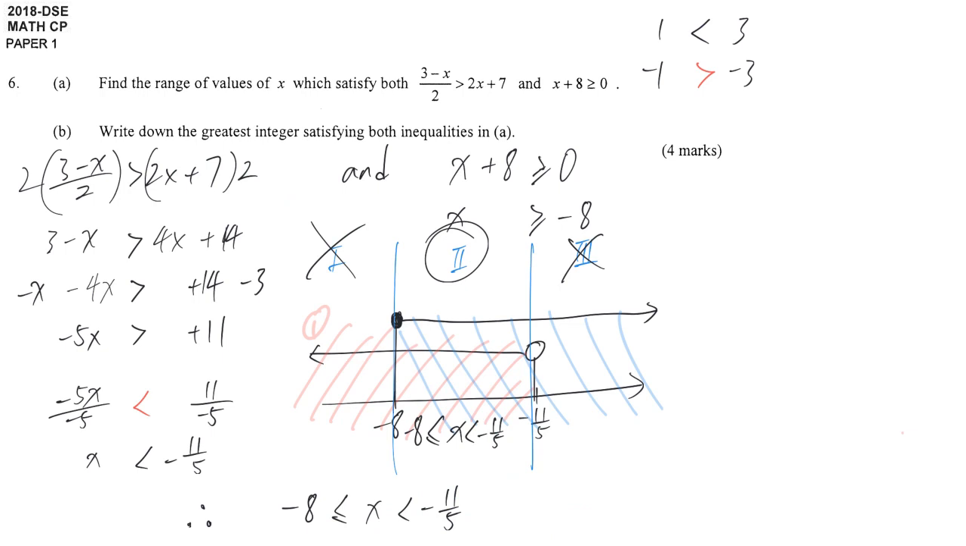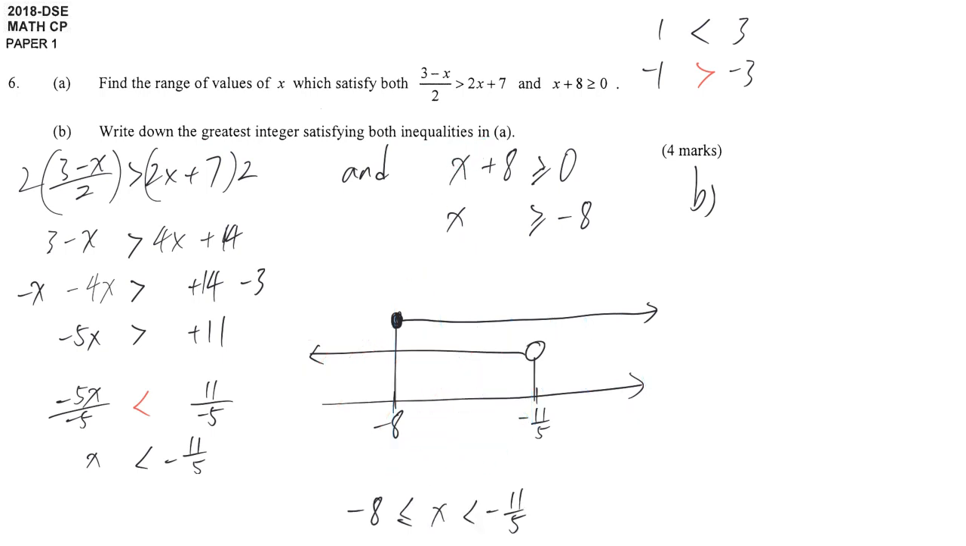In part B, we have to write down the greatest integer that fulfills this requirement, so we rely on this graph. The integers on this number line are negative 7, negative 6. The key point is this one, which is between negative 2 and negative 3.